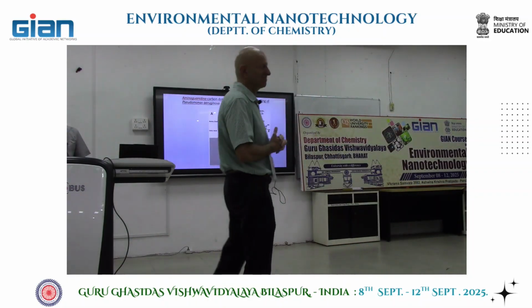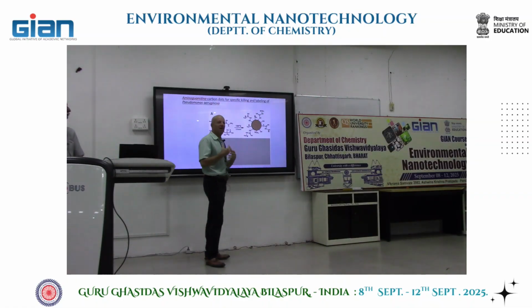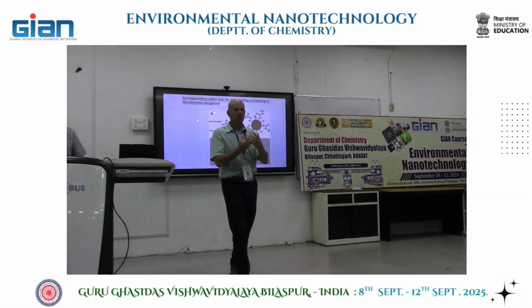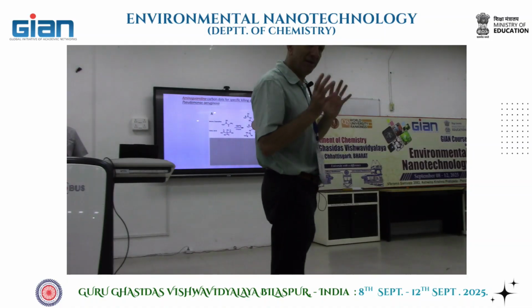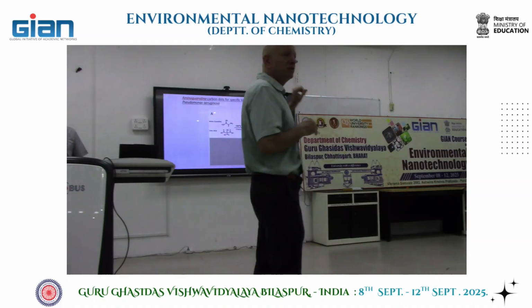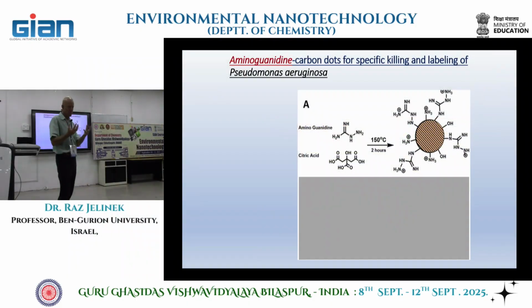What's the use of ascorbic and citric acid? Citric acid actually is a well-known component of carbon dots. Many carbon dots use citric acid. It's a very common, very cheap compound, and it gives you the core of the carbon dots.